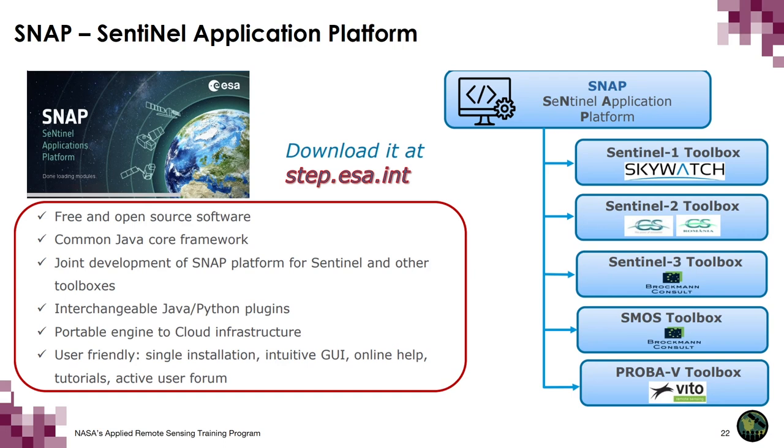The software is free and open source, built in common Java framework. In SNAP it is also possible to include your own Python plugin, apart from the functionalities already provided in the software. It has an intuitive graphical user interface. There is an online help with many tutorials and even a very active forum where you can discuss with users and also developers of SNAP. It's possible to download SNAP software freely from step.esa.int.